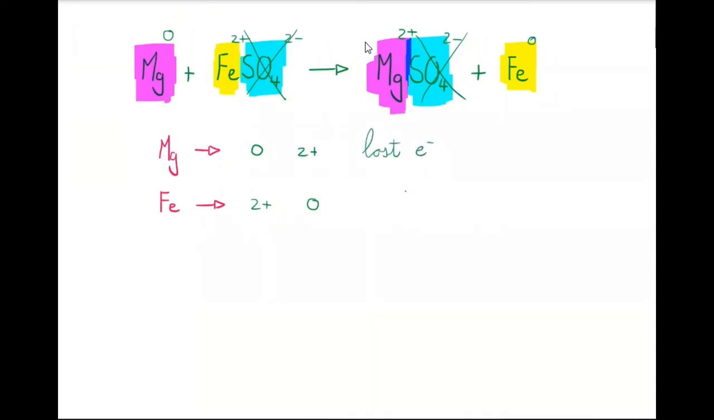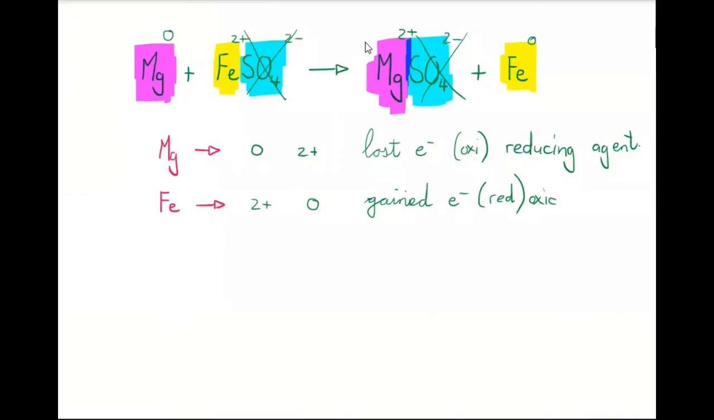lost electrons. Some of you will immediately go oxidation, reducing agent. Beautiful. But I'm going for a level playing field for all of us. So it was neutral, became positive, so it lost electrons. We know that that is oxidation, and that will make magnesium the reducing agent, right? And then iron went from a 2+ to a neutral, which means that it had to gain electrons. Gained electrons, that is reduction, and that is what we call the oxidizing agent.